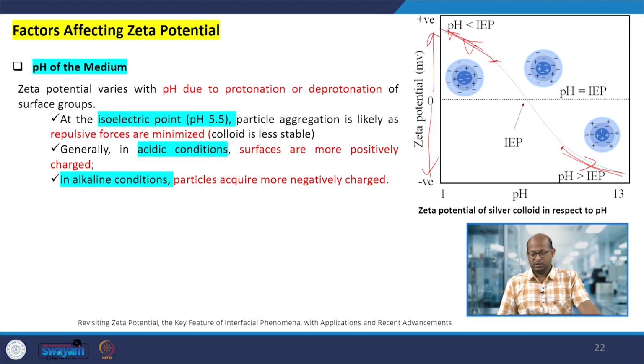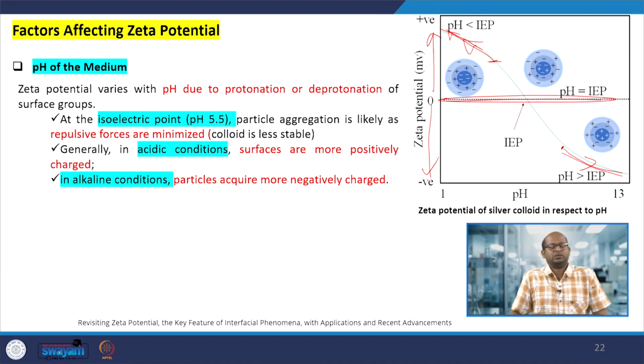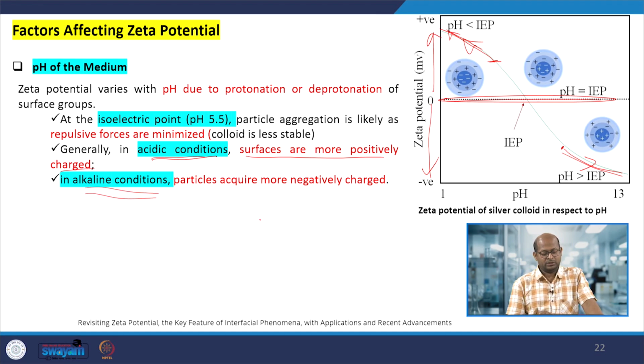So when the pH equals 0, then deposition of the material should be there. Depending upon alkaline or acidic conditions, we can increase the surface charges, either positive or negative. Under acidic conditions the surfaces are more positively charged, and under alkaline conditions the particles will be more negatively charged.